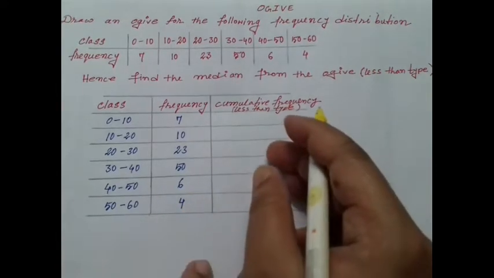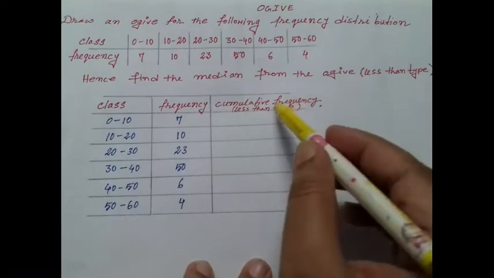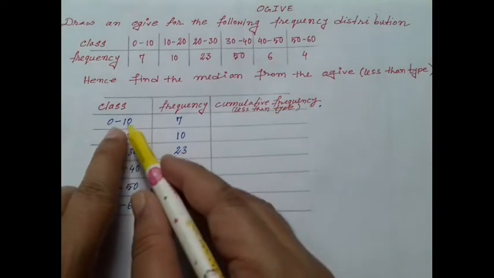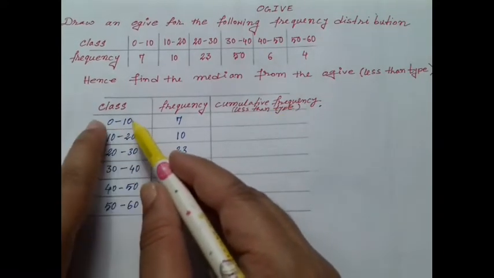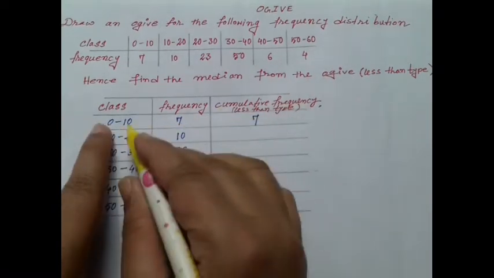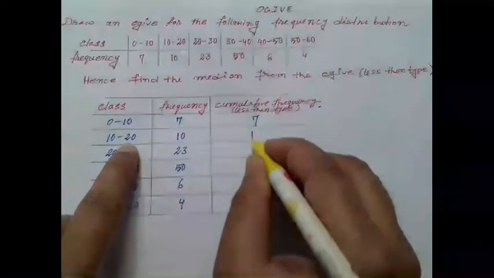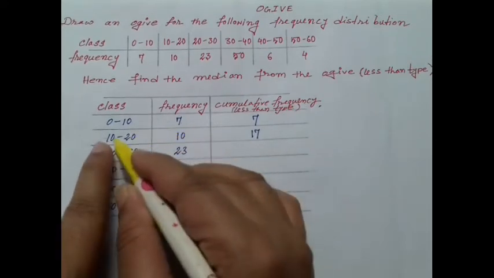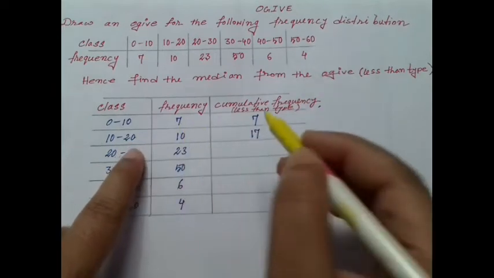I think you have seen my video about median. That time we found cumulative frequency. I told that to find how many values are less than 10, we have to see the upper limit of a class. How many values are less than 10? That is 7. So the cumulative frequency of this class is 7. How many values are less than 20? That is 10 plus 7, 17.